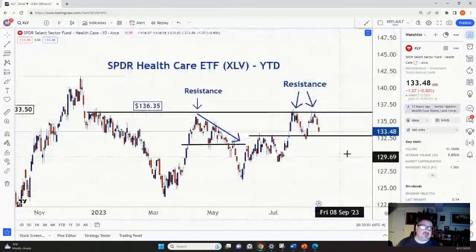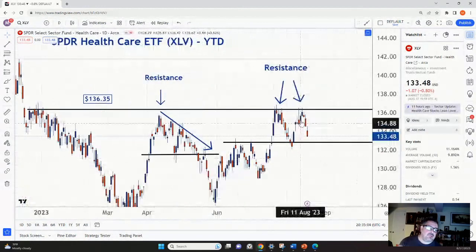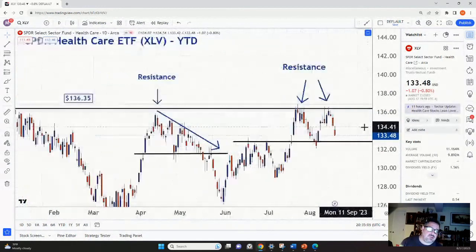Now look at this. We can see here how we just got up to a resistance level and we sold off. And then we actually sold off pretty big.